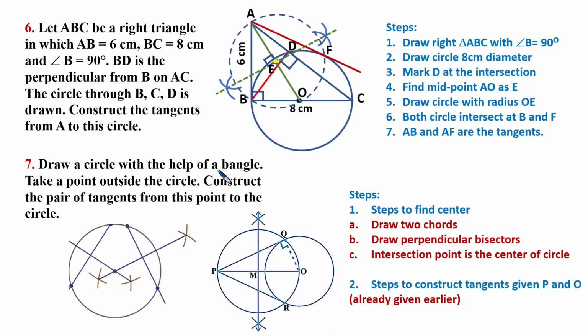7. Draw a circle with the help of a bangle. Take a point outside the circle. Construct a pair of tangents from this point to the circle. So here it is again very simple. You first draw the bangle. You don't know where the center is. You first find the center. Draw a chord. Any chord you draw, take a bisector and it will intersect at the center. So once you have the center point, and then from any point P, you repeat what we have done earlier. So you can get a tangent from any point P to this circle drawn using the bangle.